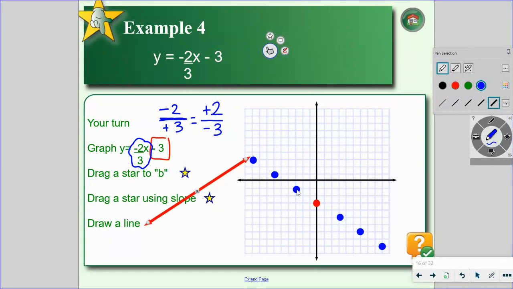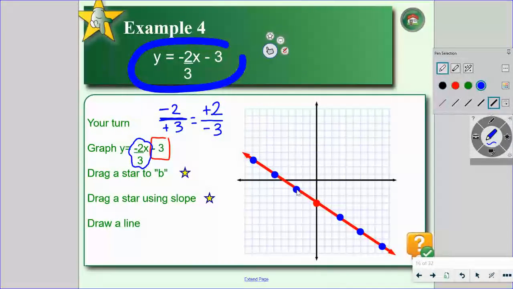And just like that, we have a beautiful set of points that will lead us to be able to draw the line. And of course, the line describes the infinite number of points, x values and y values, that would make this equation y equals -2/3 x minus 3 a true statement.